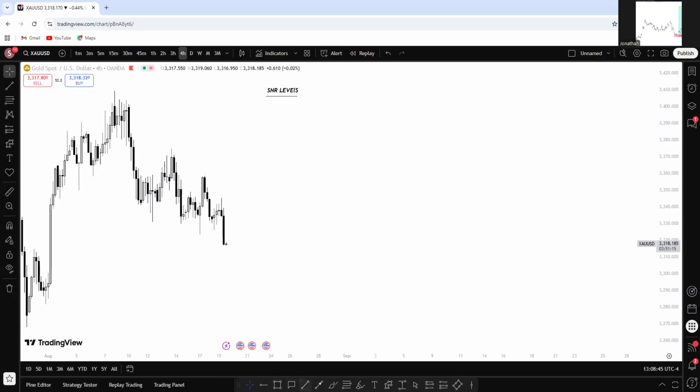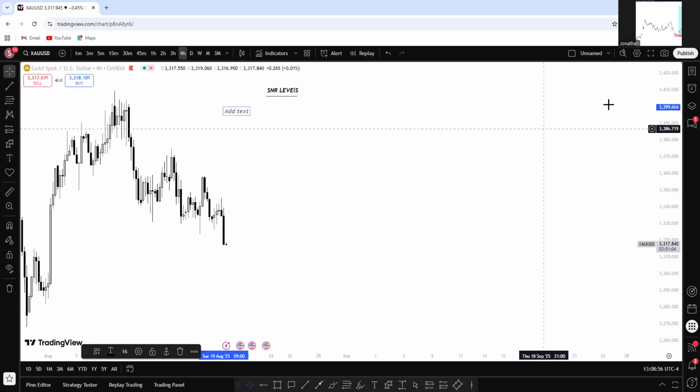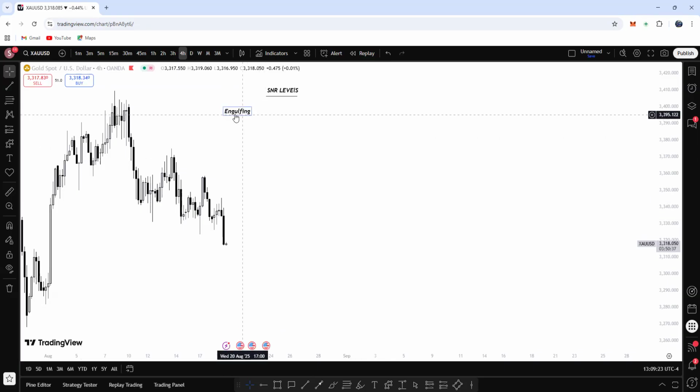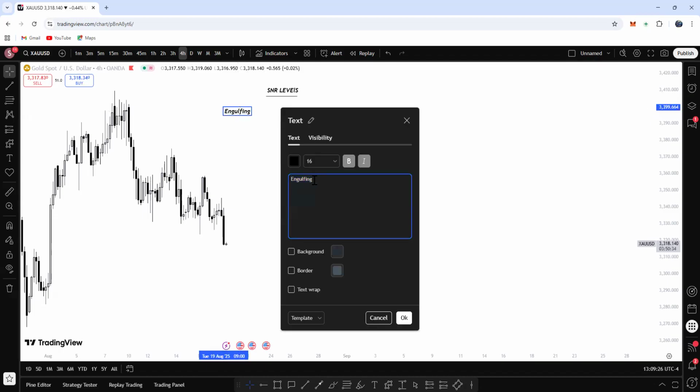When talking about SNR levels, we have different kinds of SNR levels: support and resistance levels. That's SNR. I believe we are familiar with those terms now, guys. The first among them is engulfing. Let me make this one a small letter. Engulfing.